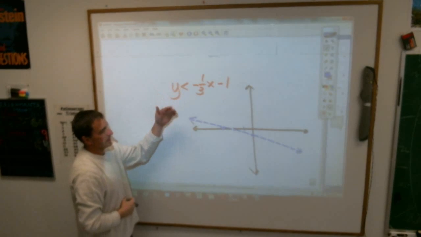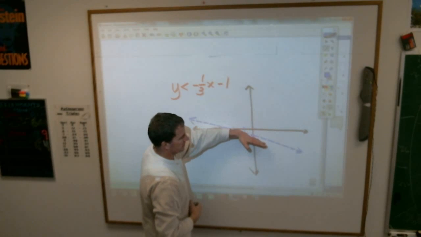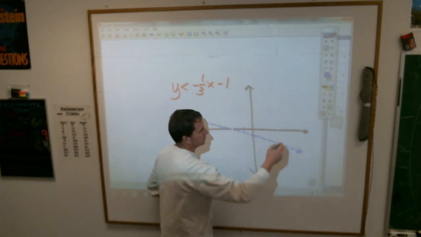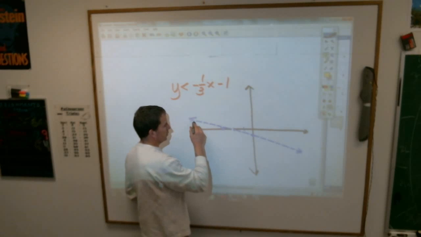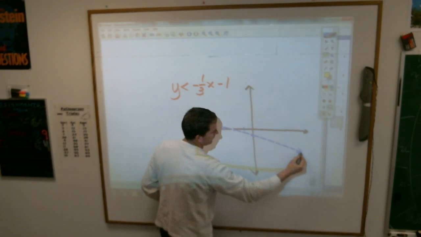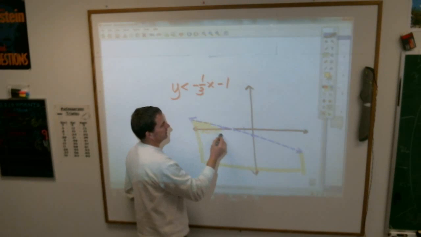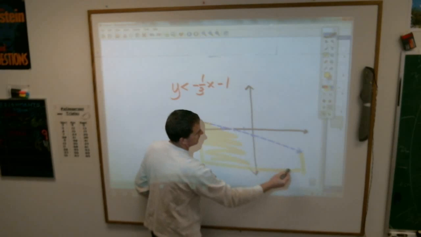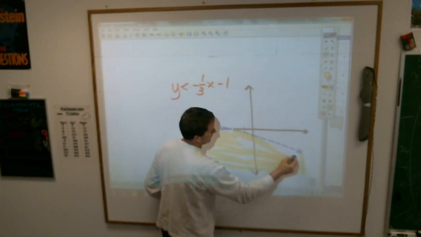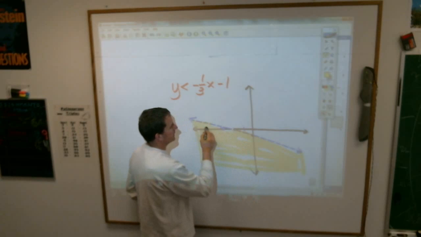Because y is less than, you look at the y-axis and it's all the numbers that are less than that. So you should shade below. Your graph should be shaded on this side of that line. So those are all the possible answers.